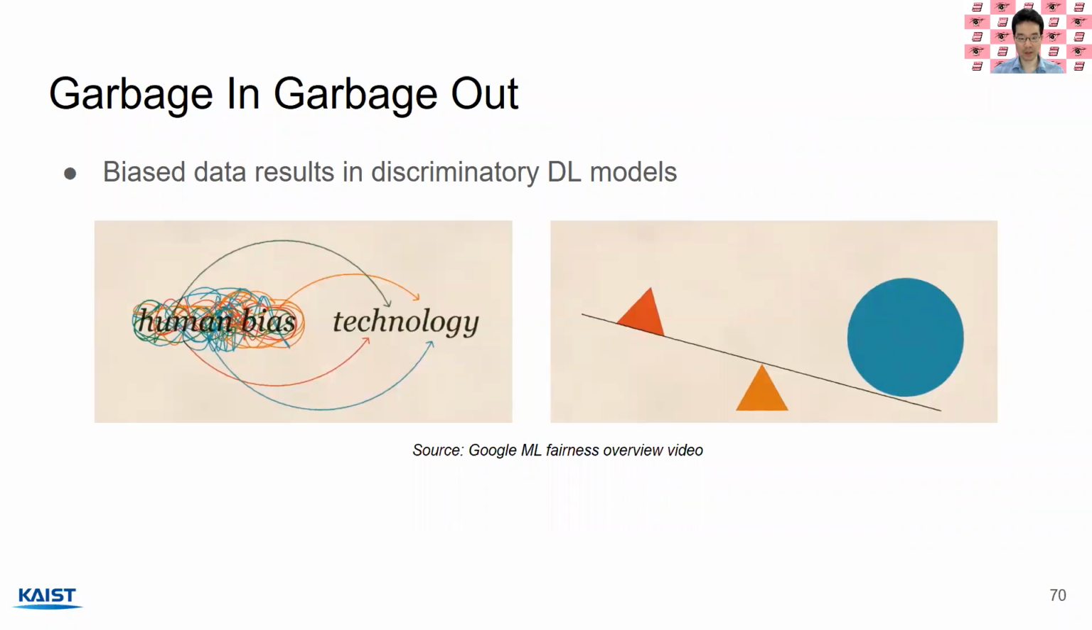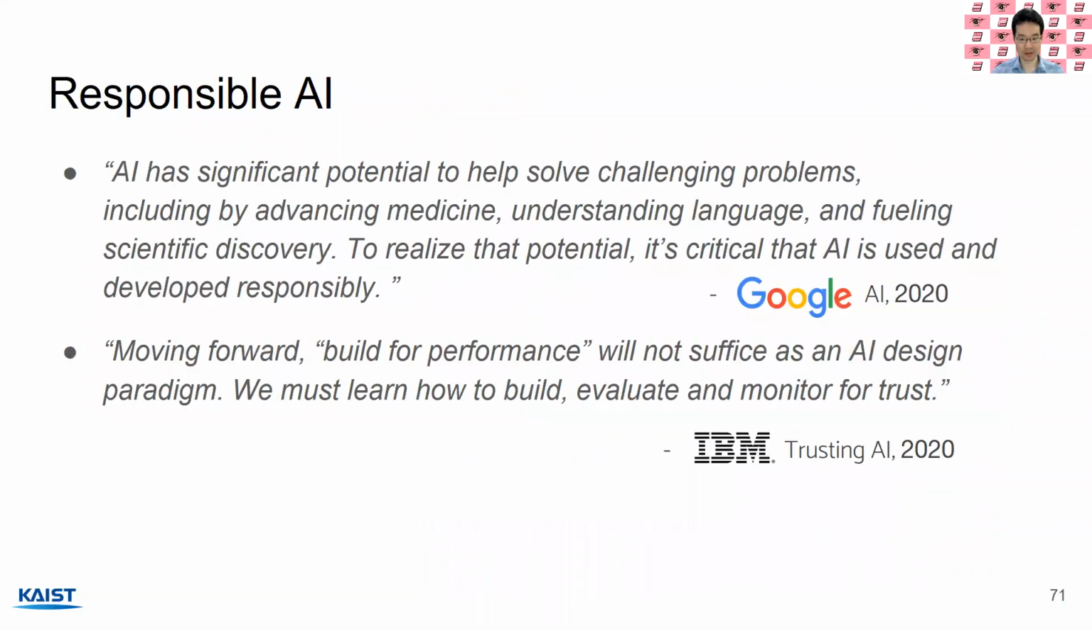There is a well-known saying that garbage in, garbage out. This means that biased data results in discriminatory deep learning models. When training a model on human biased data, it's like reflecting yourself in a mirror. You can now see all the bias that was injected into that data. This is a problem, and many companies are starting to realize that they need to be more careful and responsible when deploying AI to the world.